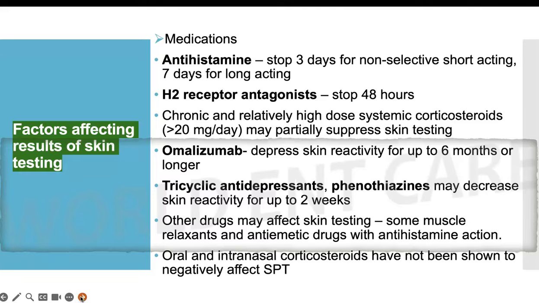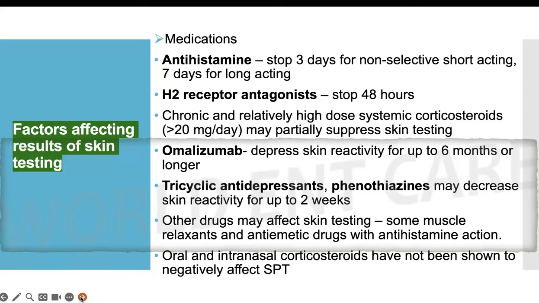Now the medications. Many drugs can interfere with skin testing and should be stopped prior to skin testing. For example, antihistamines. It's very important to take this history before doing SPT. Antihistamines should be stopped 3 days for non-selective short acting and at least 7 days prior to doing SPT for long acting antihistamines like cetirizine. But if the patient has time, it's better to take a good 7-day gap.